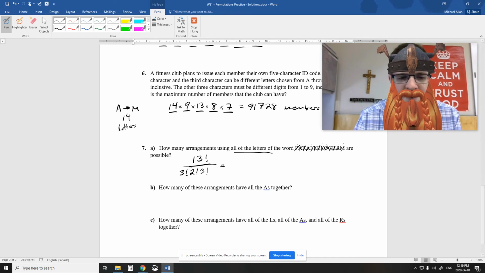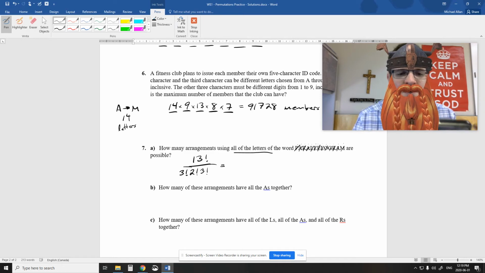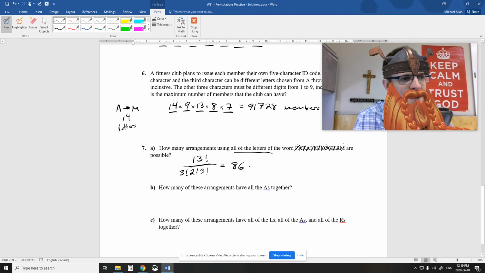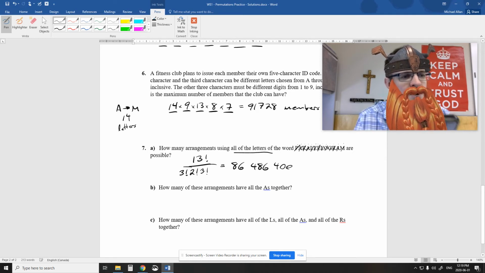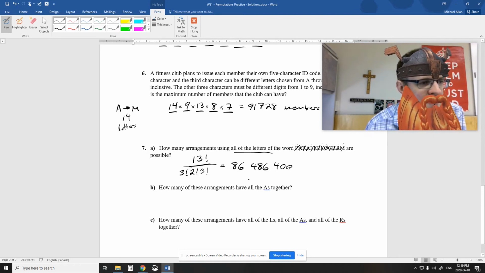So 13 factorial would be 6.2 billion ways to rearrange it. That's a lot of ways to rearrange letters. But I do have a bunch of repetition here, so I'm just going to divide out those repetitions. Still a lot. So there are 86,486,400 ways of rearranging the letters of parallelogram, so it's quite a bit.